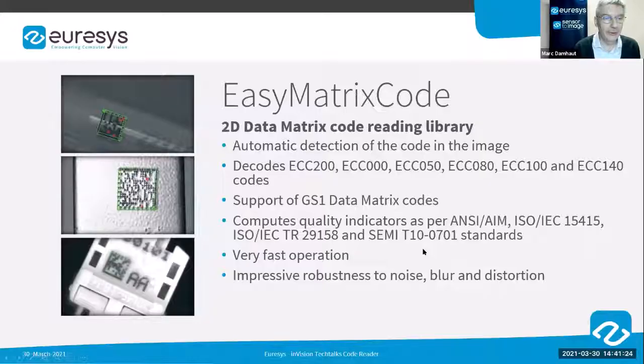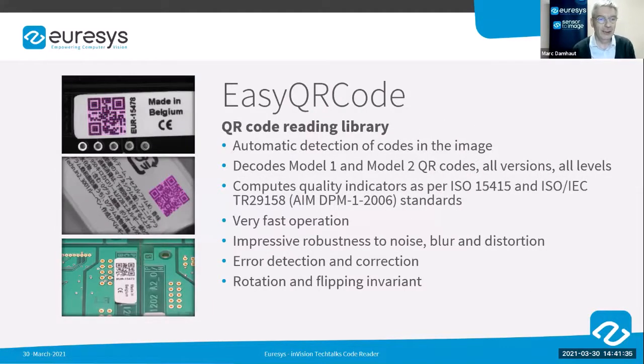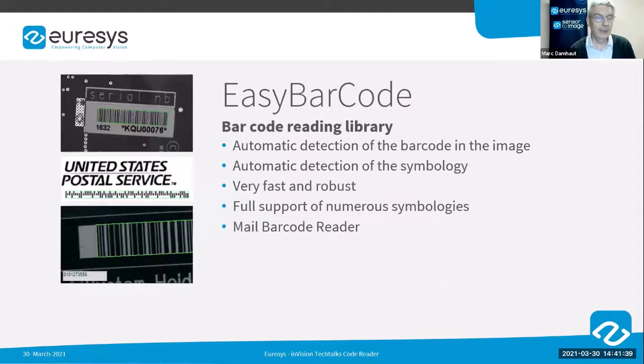So these are the 3 libraries that we have demonstrated today. Easy Matrix Code, you see the summary. Sorry, wrong direction. Easy QR Code. You see the main features and the summary. We didn't talk about Easy Barcode, but Easy Barcode is also a library of ours, and it provides automatic code detection and reading as well.